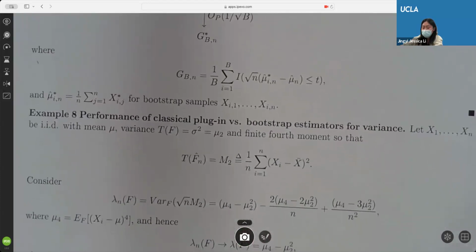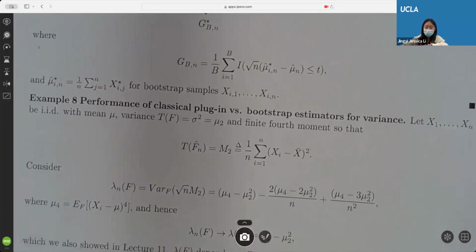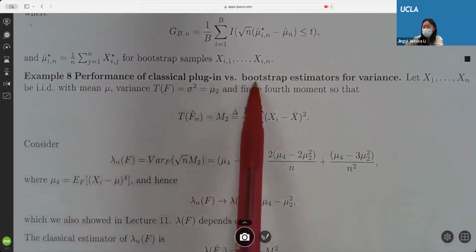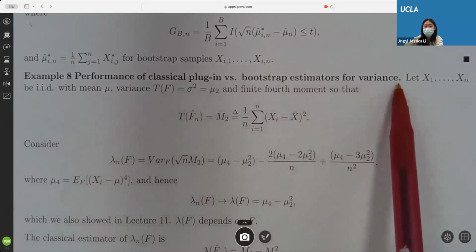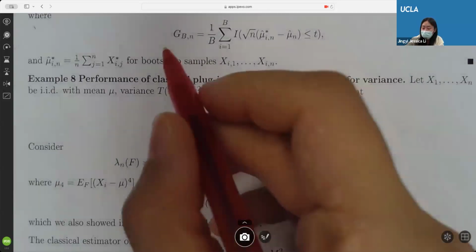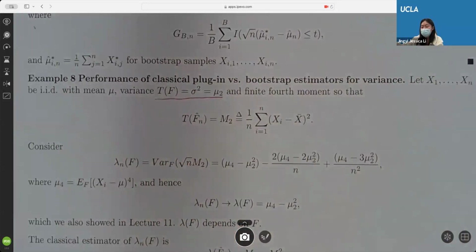Okay, so now let's look at one example to help us understand this better. It's called performance of a classical plugin versus Bootstrap estimators for variance. Now let's look at two versions of estimators for variance. Let x1 to xn be IID with mean mu again, and TF, which is the parameter of our interest, is said to be the variance or second moment, right? This is the parameter of interest, and we assume there's a finite fourth moment.